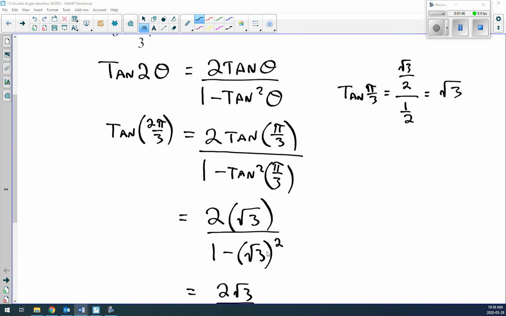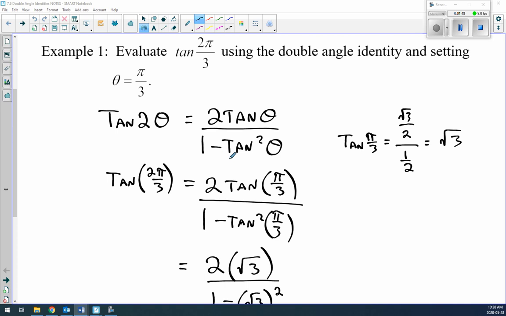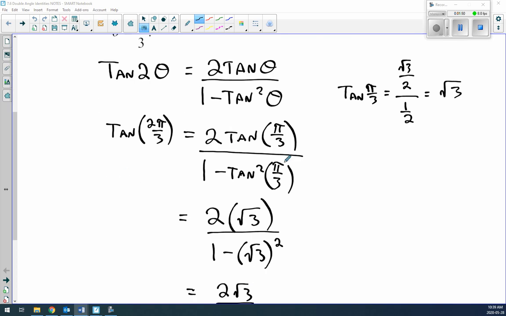So it's just a matter of taking whatever they give you and picking the right formula and plugging it in. You really have to have your unit circle in front of you to do this so you can find out the numbers really, really quick. Okay, let's go to example number 2.